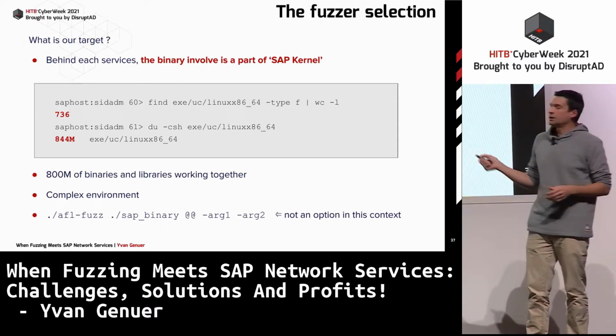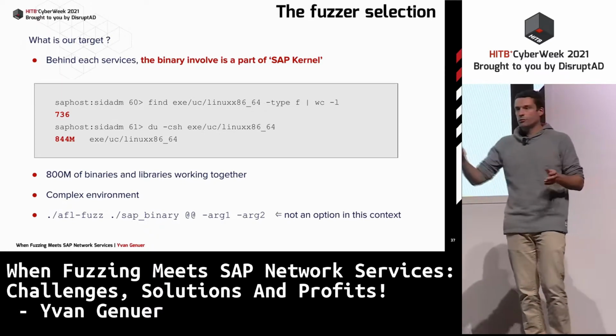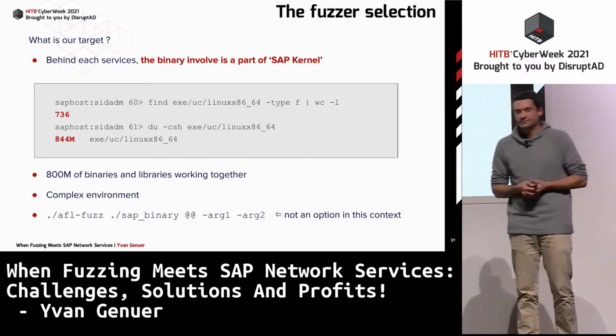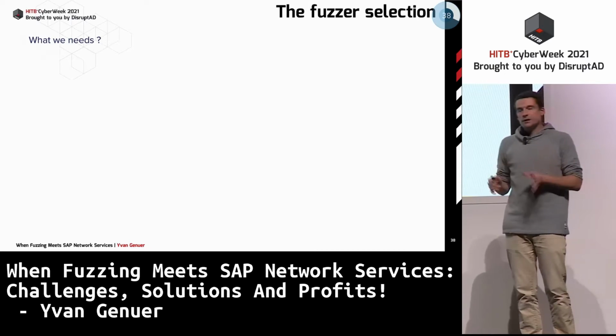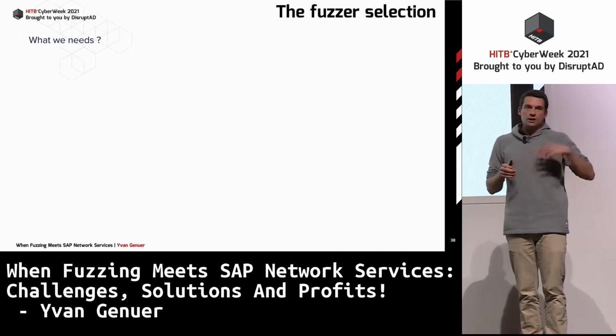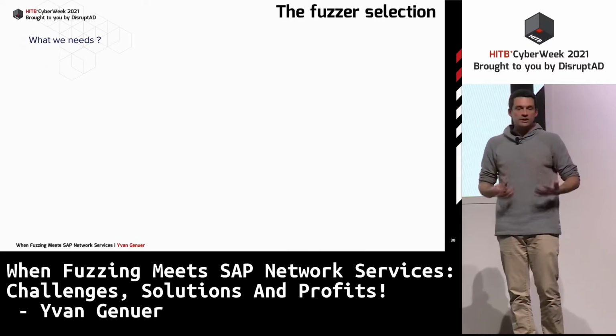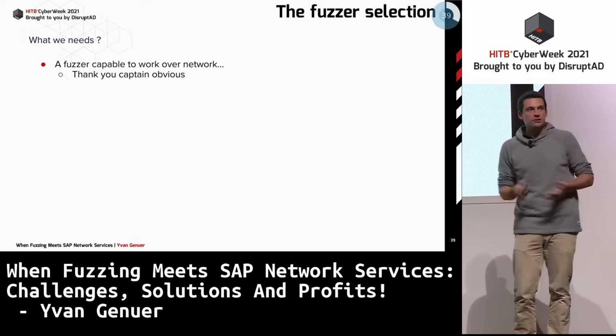So the very classical AFL fuzz binary followed by argument 1, 2, this is not an option in our case. All right, now this is our target. Also, we have the NI size problem you want to solve. So what do we need exactly? First of all, thank you, Captain Obvious.